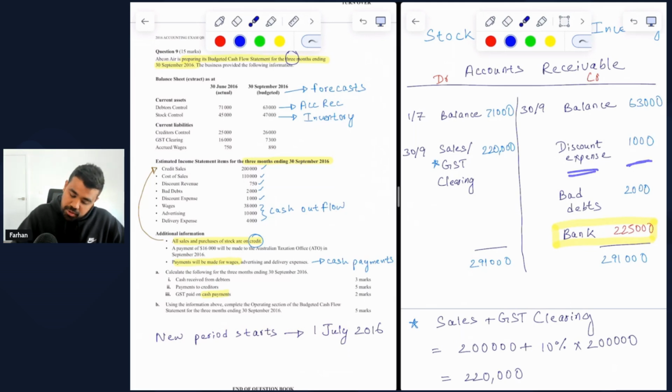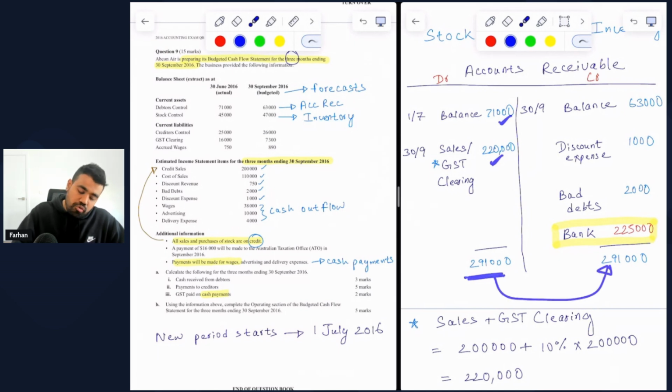Now, this amount, which you can see written as bank, refers to the cash we have received from debtors, and that is what we have calculated ourselves. That is why it's highlighted in yellow. So just assume we do not have this number to begin with. How are we going to find this missing number? We find the total of everything on the heavier side, which is the debit side. So you add 71,000 with 220,000 and you get 291,000. And that 291,000 must also be the same on the credit side.